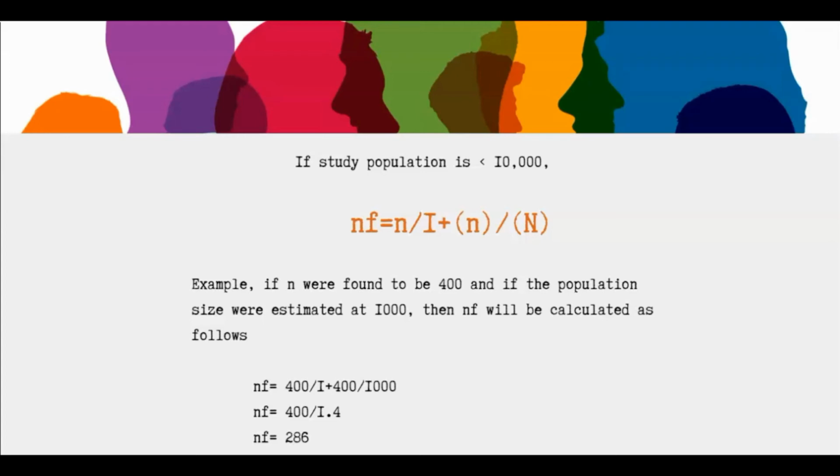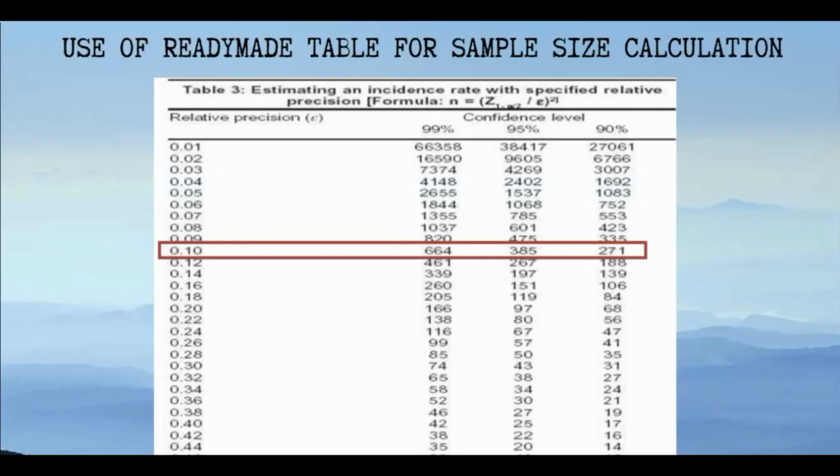NF equals 400 divided by 1 plus 400 divided by 1000. NF equals 400 divided by 1.4. And lastly, NF equals 286 respondents. So, how do we use a ready-made table for sample size calculation?